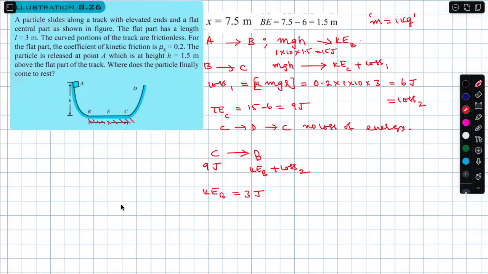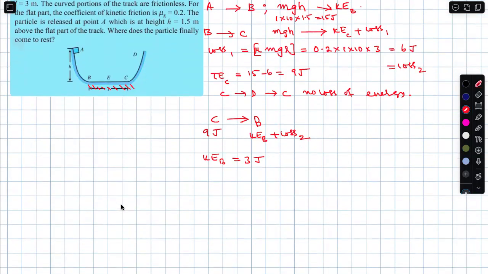See, remember, it won't reach from B. At some intermediate stage, see A dash, it will reach A dash. It won't reach A because to reach A, it requires 6 joules. You may ask me how. When it came from A to B, it had 6 joules. If it has 6 joules of kinetic energy at B, it will definitely reach A. But now you have only 3 joules. So it won't reach A.